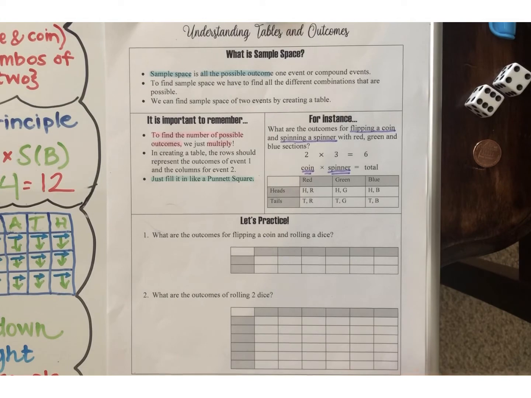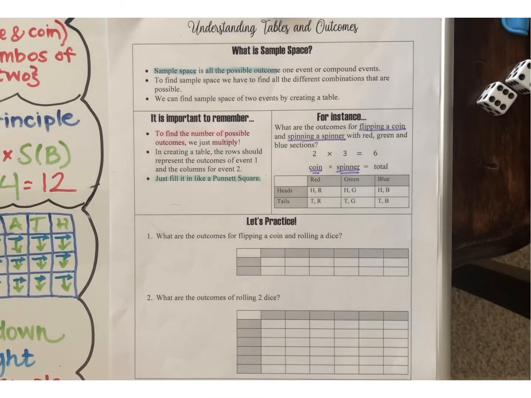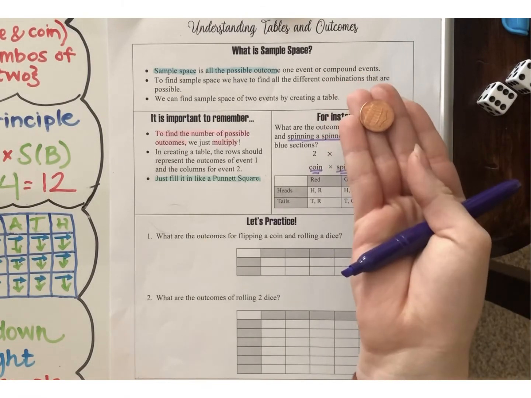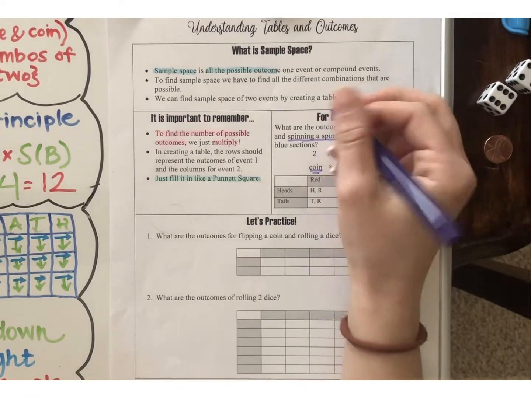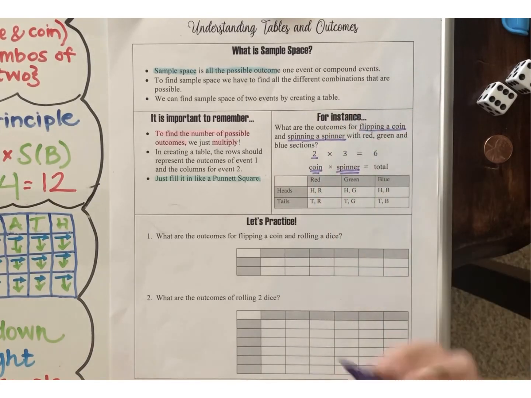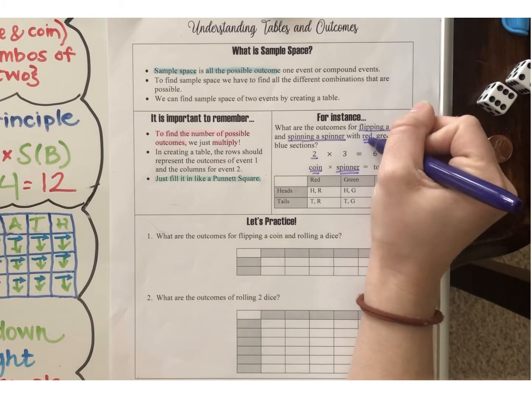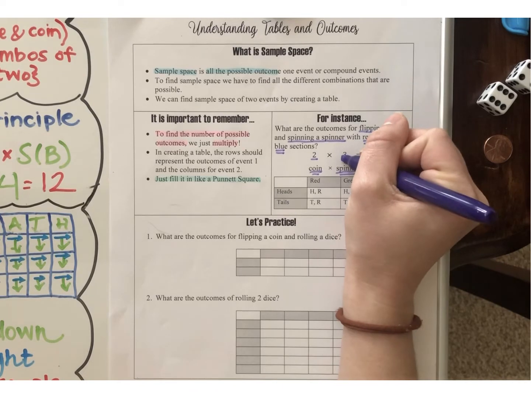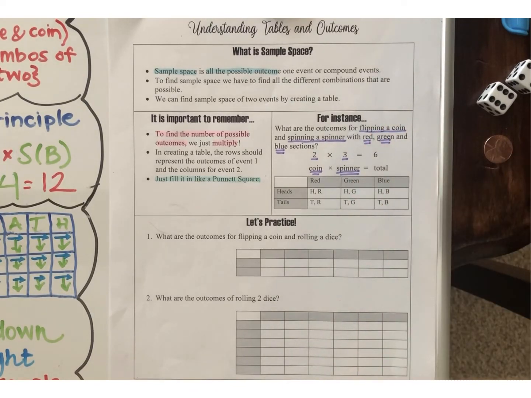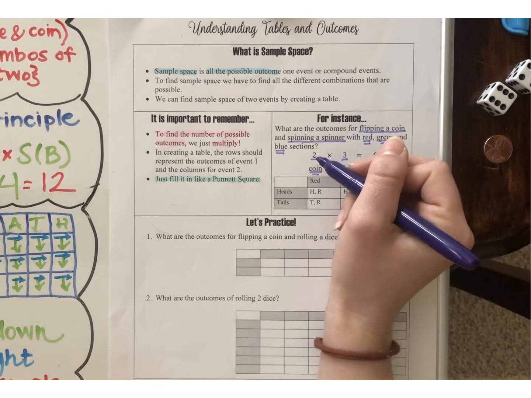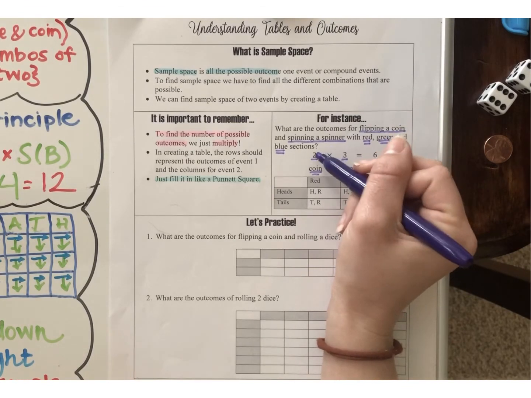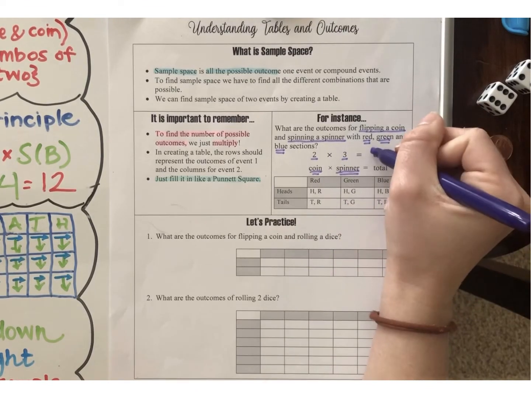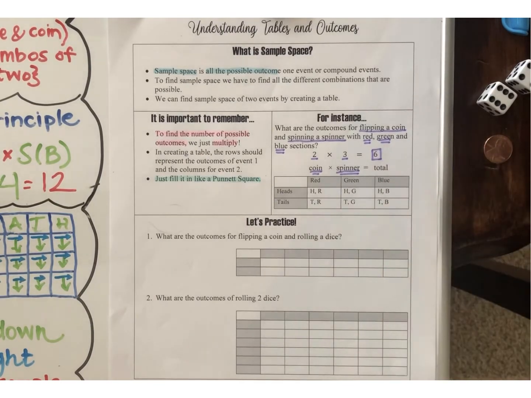The next thing we need to do is think about how many possible outcomes there are for each thing. Obviously, with a coin, we have either heads or tails. That is where we get our two outcomes. For the spinner, we can look at the question and it lists that we have red, green, and blue sections, which gives us a total of 3 options on our spinner. Therefore, using our fundamental counting principle, we do 2 times 3 to get a total of 6 possible outcomes.